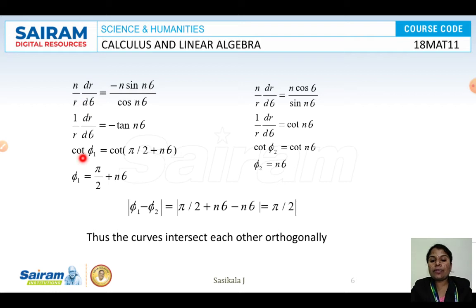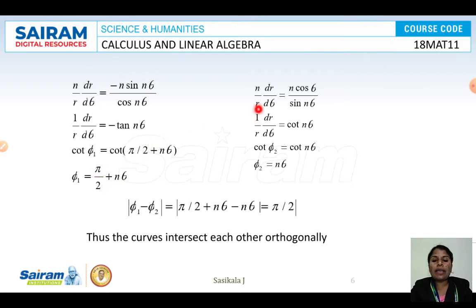Here two curves have been given, so I am going to introduce an angle phi 1, which is equal to minus tan n theta, which can be written as cot of 90 plus n theta, right? So cot of pi by 2 plus n theta. So from these two you can compare: phi 1 is pi by 2 plus n theta. Now it's coming for the second one.